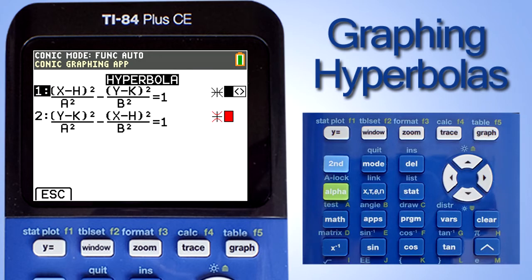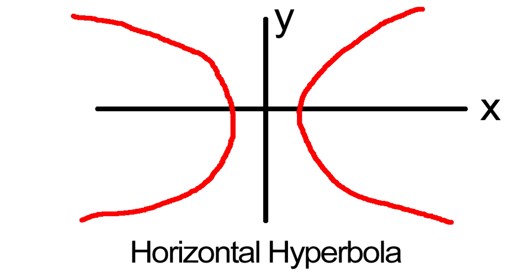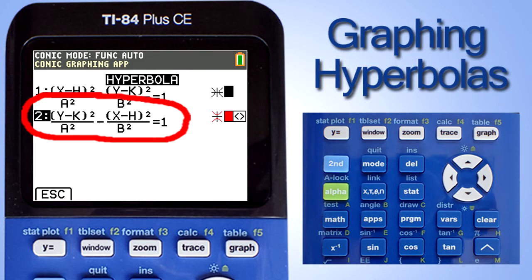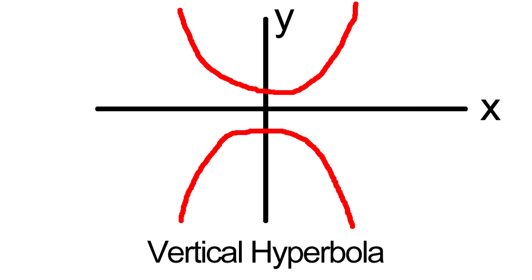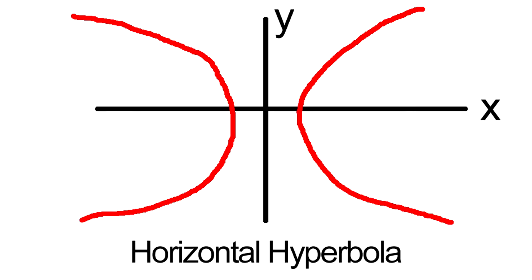Now we see two standard equations for a hyperbola. The first equation is for a horizontal hyperbola, which opens to the left and right, like this. And the second equation is for a vertical hyperbola, which opens up and down, like this. This video covers graphing a horizontal hyperbola. But first, let's review the parts of a horizontal hyperbola.